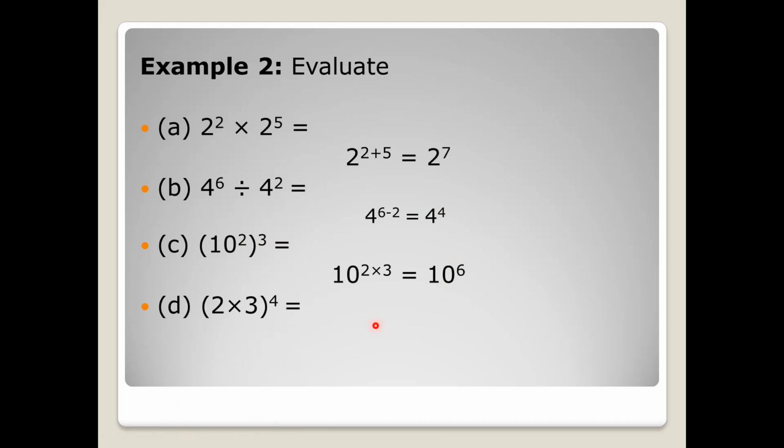D, we have in a bracket 2 times 3, and the whole bracket is raised to the power of 4. So what shall we do with this index? We distribute it among the two numbers multiplied inside the bracket. So we will get 2 to the power 4 multiplied by 3 to the power 4, which means that 2 has to be multiplied by itself 4 times, and then 3 has to be multiplied by itself 4 times, and we multiply the two answers. So these are some examples on the 4 rules.